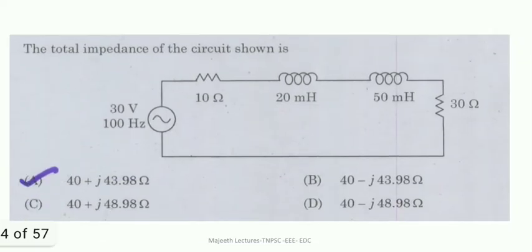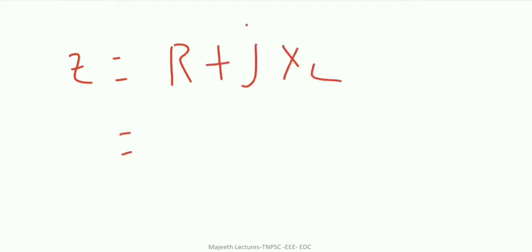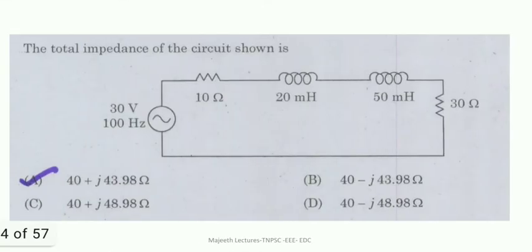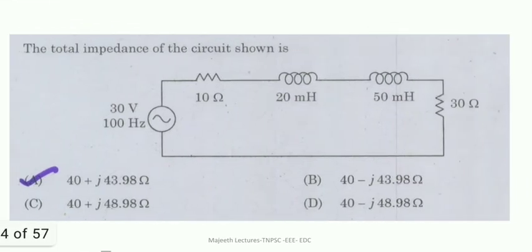Next question is the total impedance of the circuit shown in figure. Here they have given only R and L. They ask the impedance. Impedance is given by Z is equal to R plus j XL. The two resistors are in series. So what are those resistors? 10 ohm and 30 ohm. So 10 plus 30, 40. Out of these four, all are having 40. So we have to find XL. They have given two inductors, 20 plus 50. So 70.